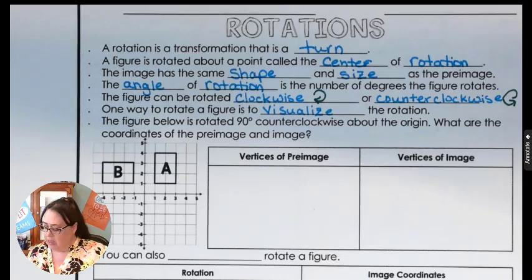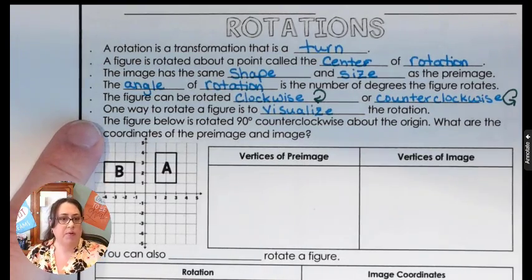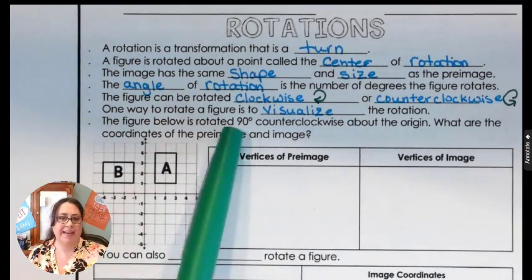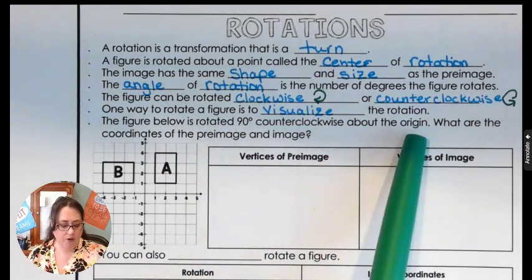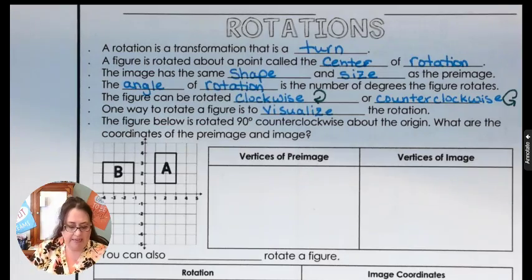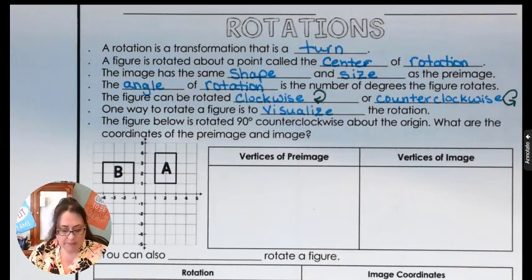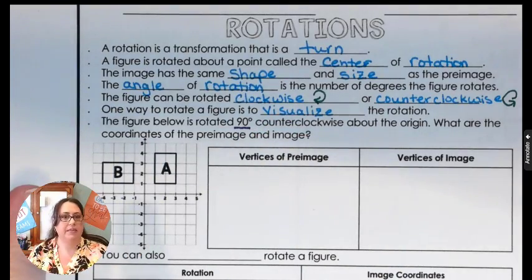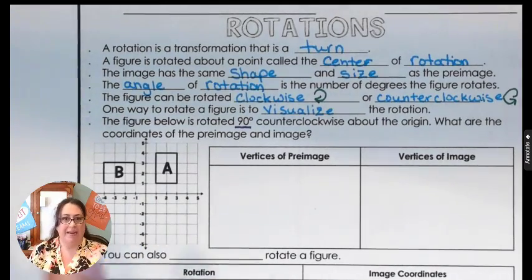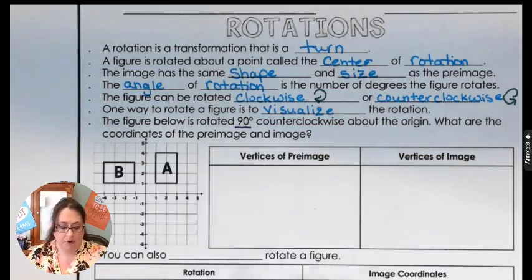All right? So this one right here is where we're going to start. The figure below is rotated 90 degrees counterclockwise about the origin. So let's go ahead and identify some of these words. The first thing is 90 degrees. So when we see 90 degrees, we think of that corner, okay? So the corner, just going about 90 degrees. We'll talk about that a little bit more.